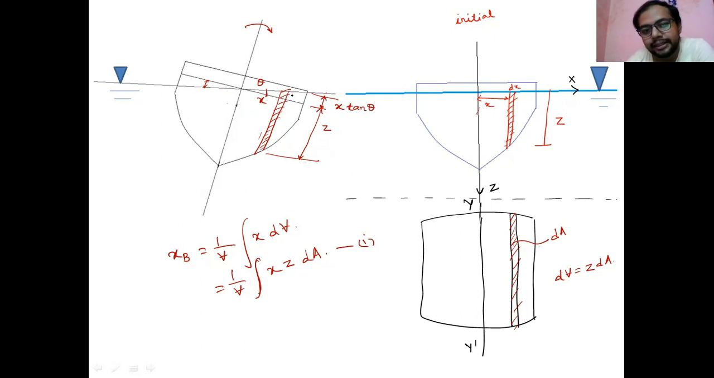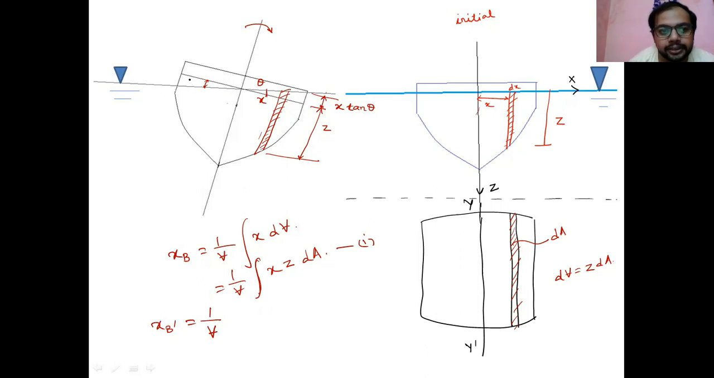Because you tan theta this by X, so this portion is nothing but X tan theta. So now the new height is Z plus X tan theta into dz, new volume. So X B dash is equal to 1 by V, because the total volume is not changing. The total volume is not changing here.